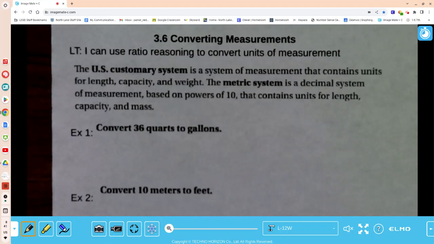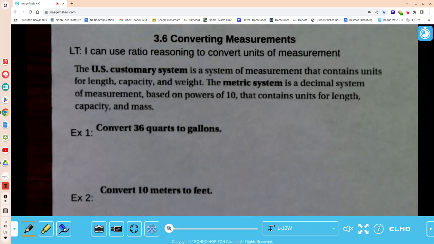The U.S. customary system is a system of measurement that contains units for length, capacity, and weight. The metric system is a decimal system of measurement based on powers of 10 that contains units for length, capacity, and mass. So we use the U.S. customary system. Make sure we're not whispering during the lesson because that would not be respectful. And the metric system is used by most of the rest of the world. There's a couple other countries that use our customary system, but most countries use the metric system.